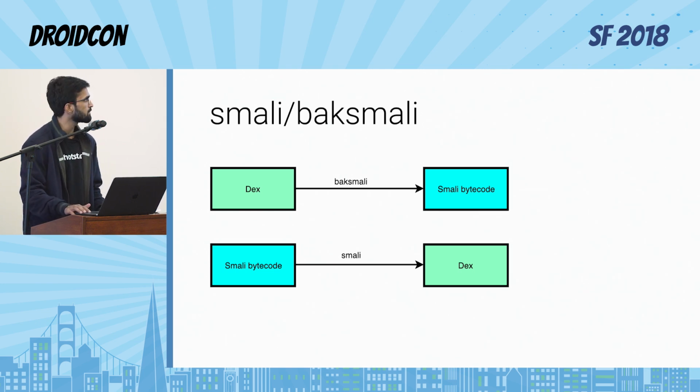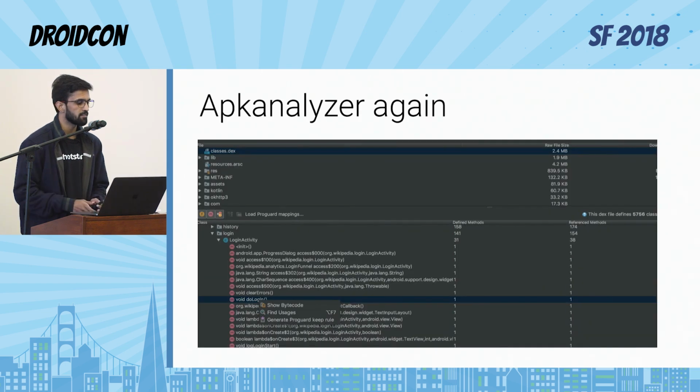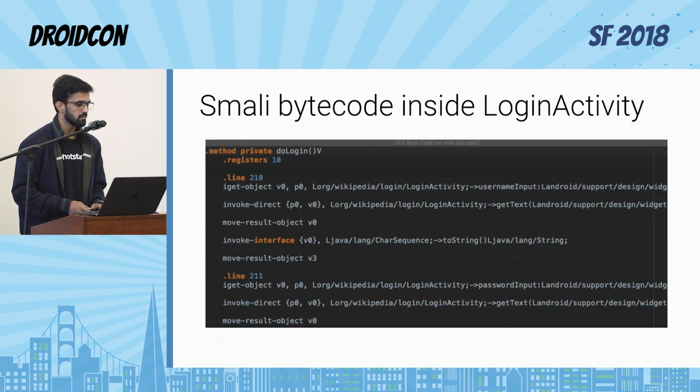For this, let's get back to our old friend, APK Analyzer. Yeah, APK Analyzer can also convert the DEX file to Smali bytecode for us. I hope you still remember the doLogin method from the login activity. It's hard to remember, but still. Let's see its Smali representation. I think I'm not human. Human readable format is not that readable to me. Still, it's not a binary format.